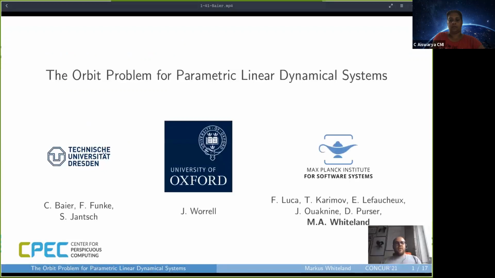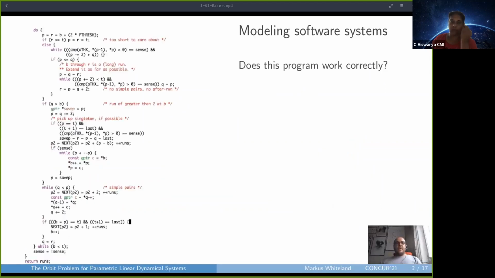Hello, I'm Marcus Whiteland, and I'm presenting the paper The Orbit Problem for Parametric Linear Dynamical Systems. This is joint work with several researchers from the Technische Universität Dresden, the University of Oxford, and the Max Planck Institute for Software Systems under the guise of the Center for Perspicuous Computing. Before describing the topic of the paper, let me start with some motivation. In software verification, we are interested in correctness of programs, like the one pictured here.